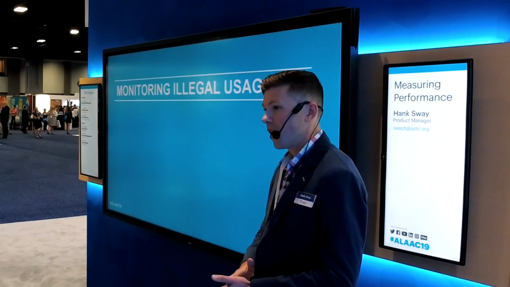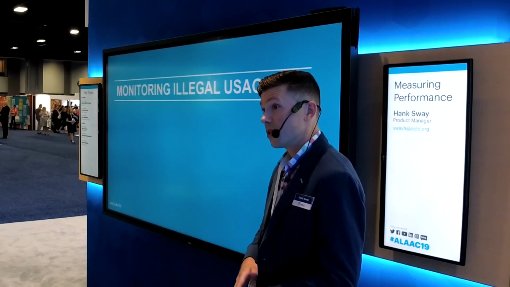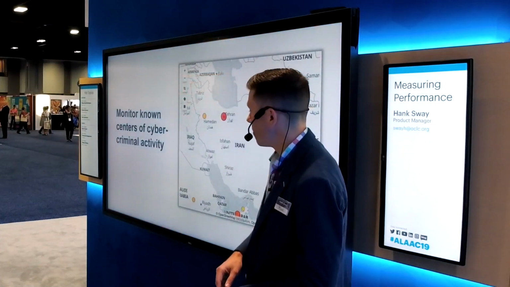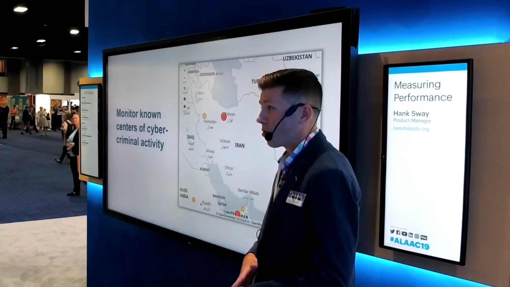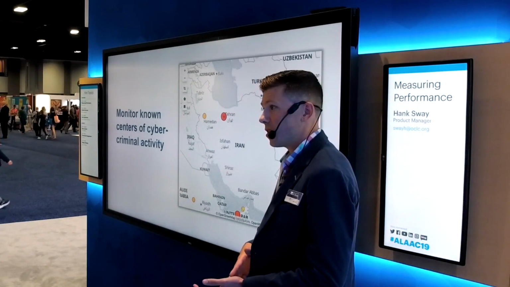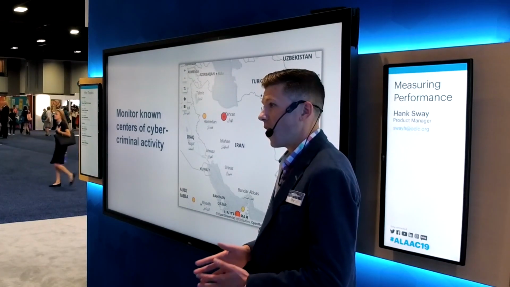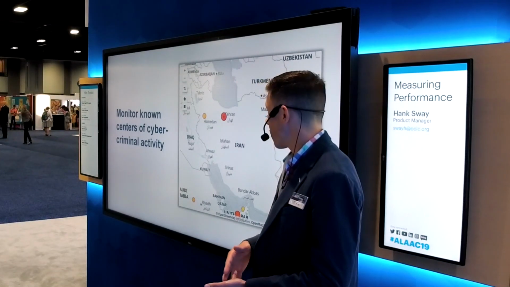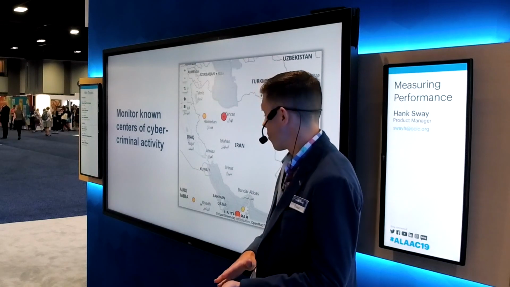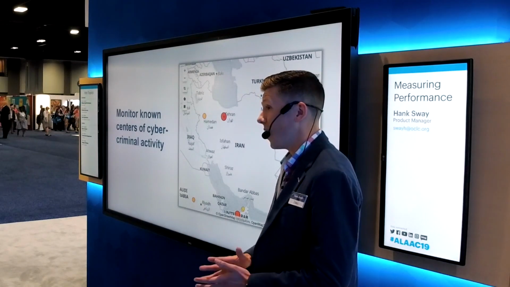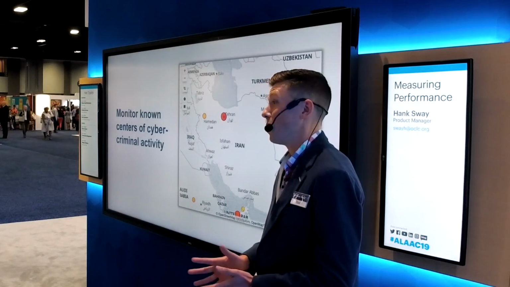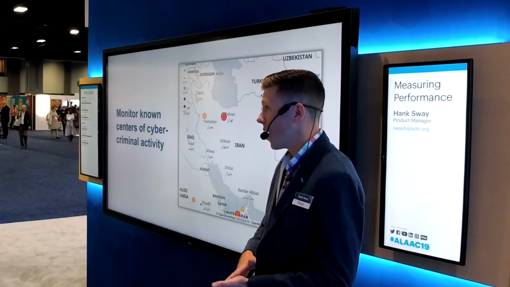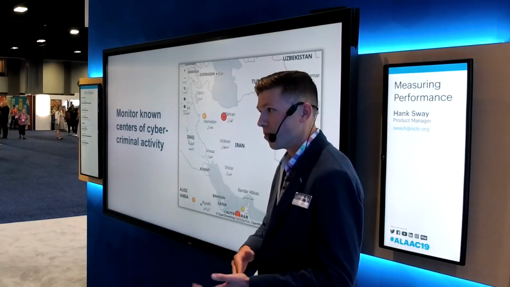All right, so the final use case I'm going to cover is how you can use this to monitor illegal usage of your e-resource packages. Using this tool, we're able to create geographic-based visualizations of your EZproxy data. That allows you to look at known centers of cyber criminal activity. For example, here's a screenshot of usage from Iran. That's not necessarily a drop-dead sign that you have a compromised account, but it's a pretty good sign that your set of institutional credentials has been compromised and perhaps sold on Sci-Hub or a similar site.